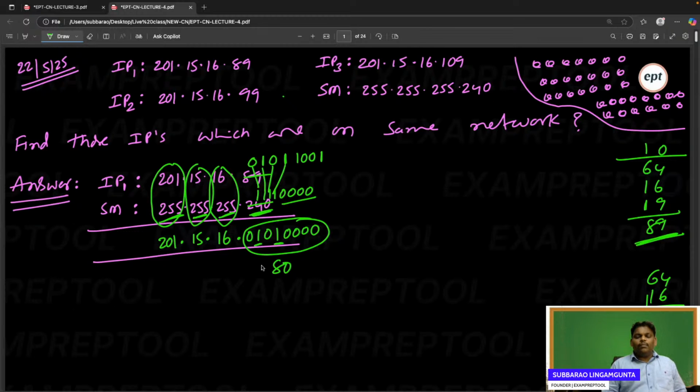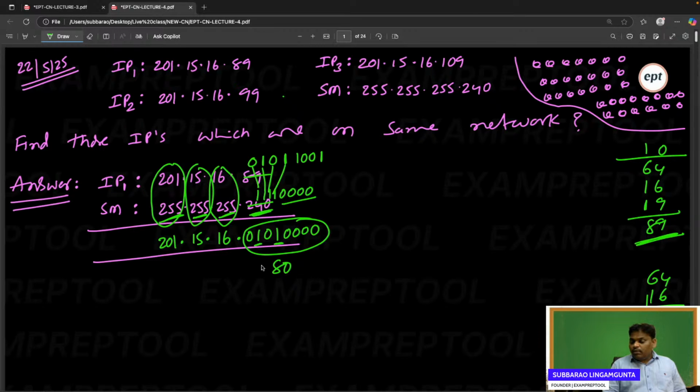Just do the AND operation only at the necessary place. Remaining are all normal. All ones AND anything is anything. 255 means all ones. All ones AND anything.